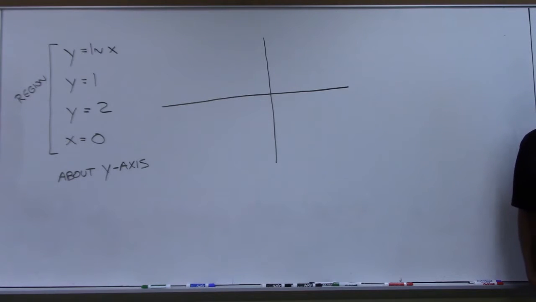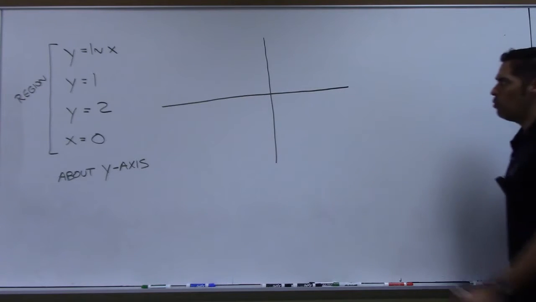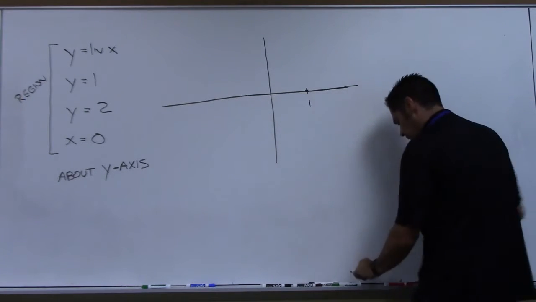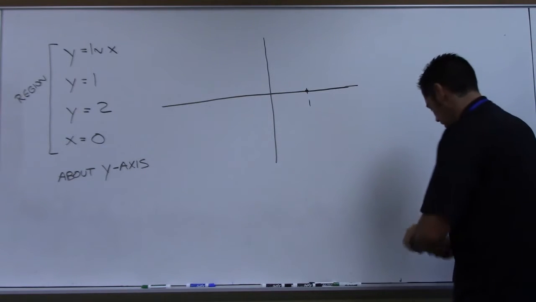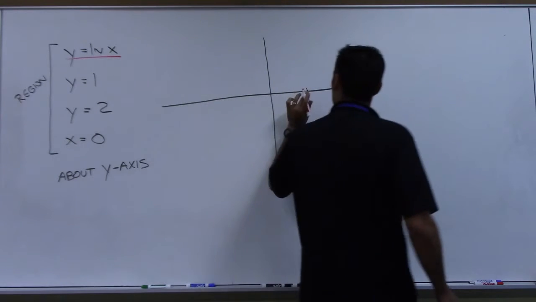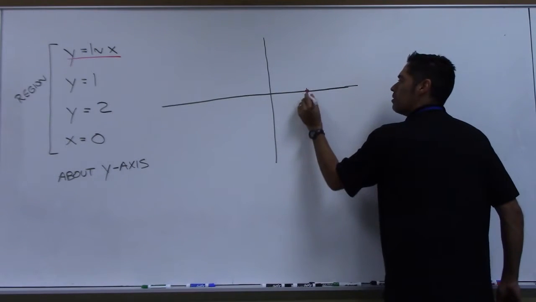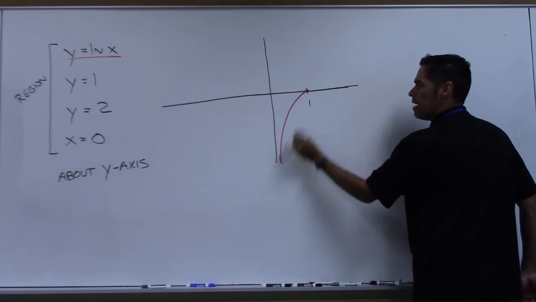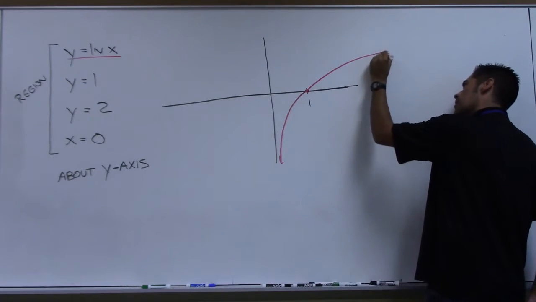Y equals the natural log of x. So what do we know about natural log of x? Does it have an x-intercept? Where's the x-intercept of natural log? At 1. So at 1, I know natural log, and let me color code this. Natural log, we say, dives down like this, and grows like this.